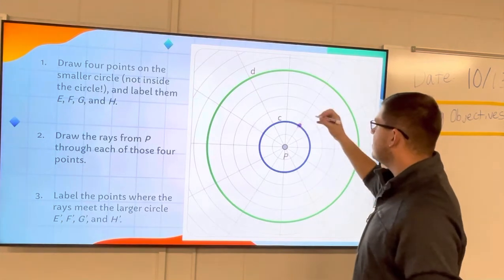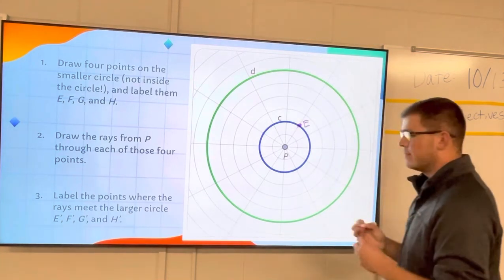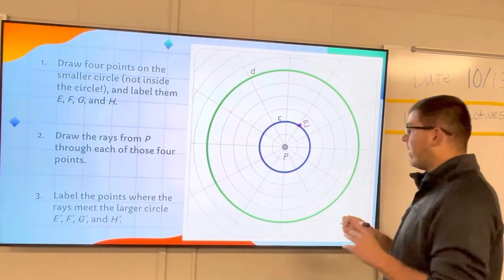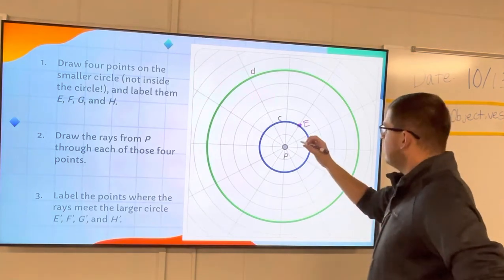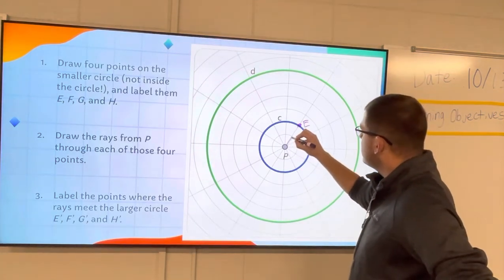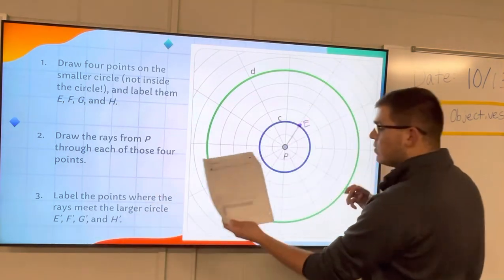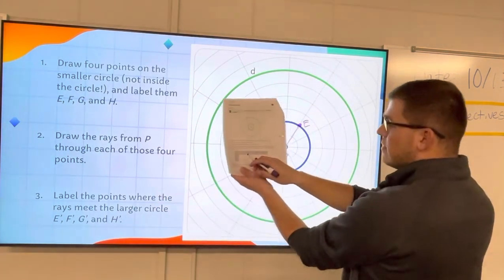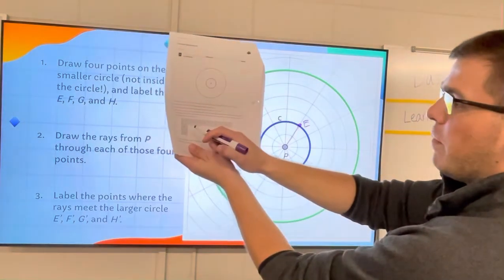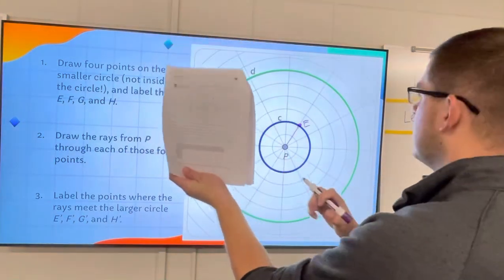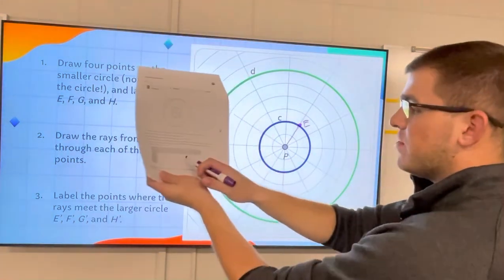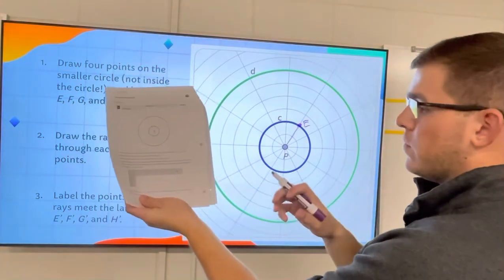If I had my point E right here, I want you looking at your table in your notes right now. I'm counting 1 unit, 2 units till it intersects with E. So if I were writing in my notes, here's my E. I'm gonna write 2 units. Wherever my F is, I'm gonna do the same thing for the smaller circle.